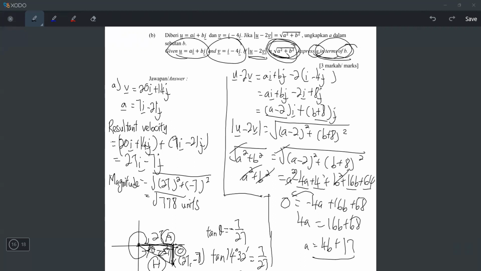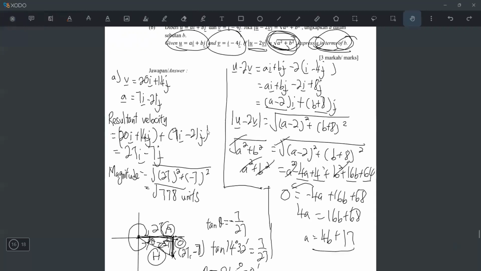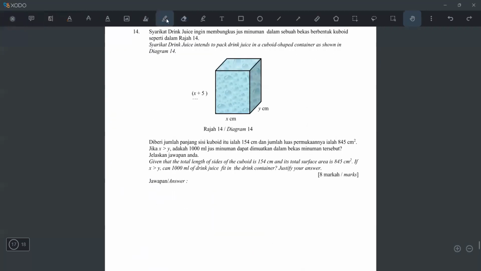So hope you understand. Let's move on to question 14. Oh, so tiring. Okay, here comes a very long question. Number 14: Sharika intends to pack a drink juice in a cuboid shaped container. So this is a cuboid shape, it's a juice box, as shown in the diagram.